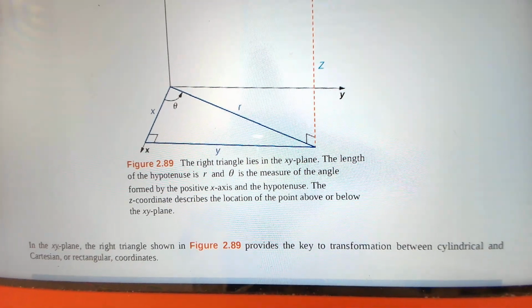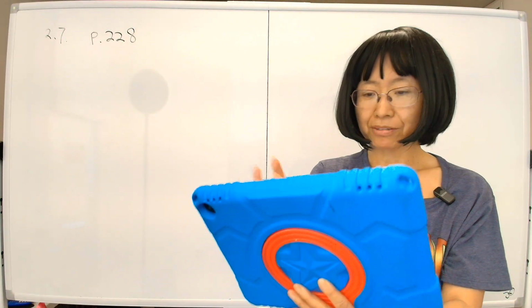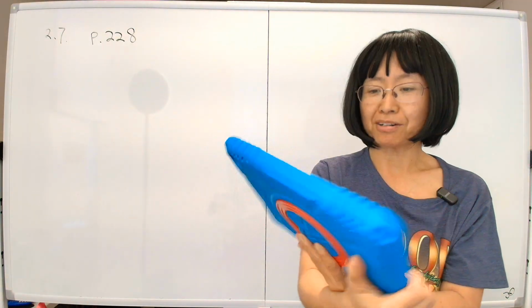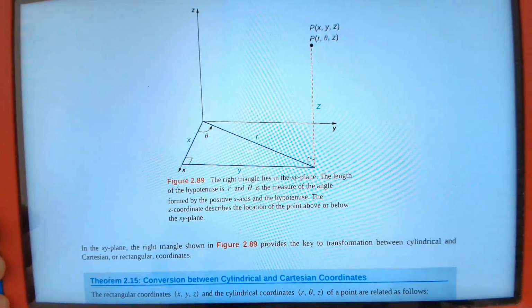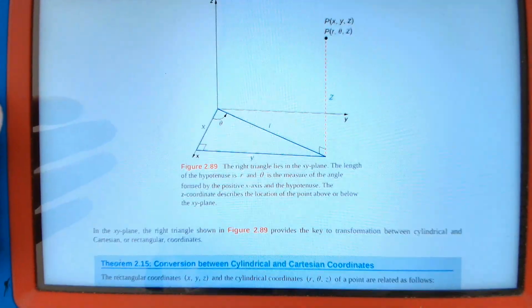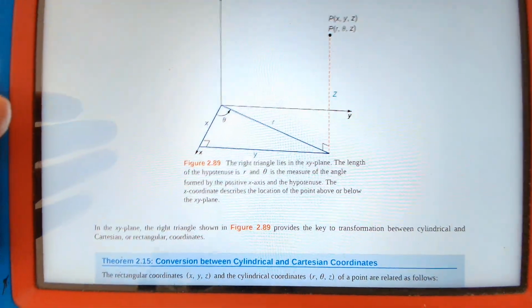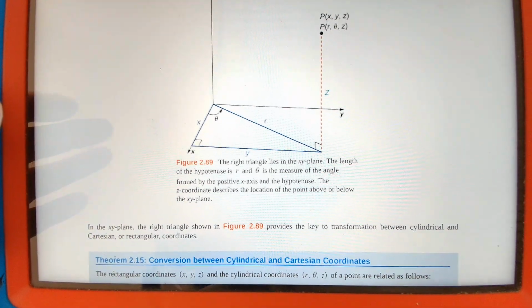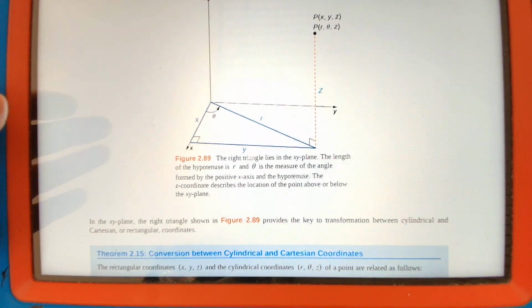I can't see that thing. What is that? We don't care. The point, I think that's r. Yeah, that's r. Never mind. Anyway, so r is the hypotenuse, and you have x and y, and theta is the bottom angle. So the point, which in rectangular coordinates is called xyz, in cylindrical coordinates is called r theta z.